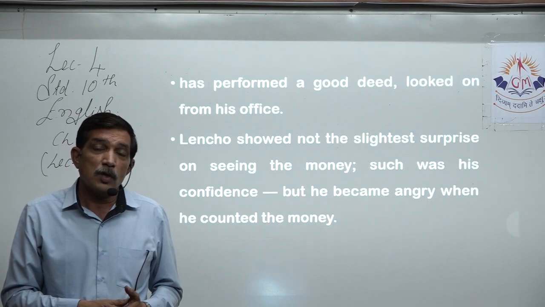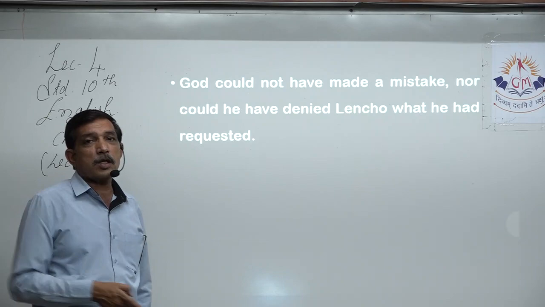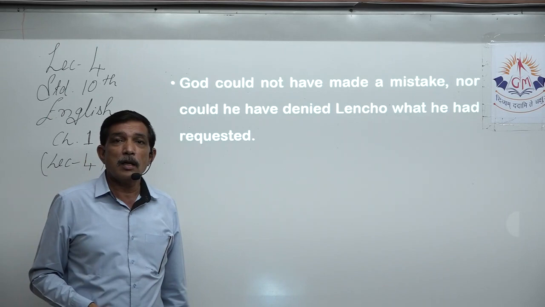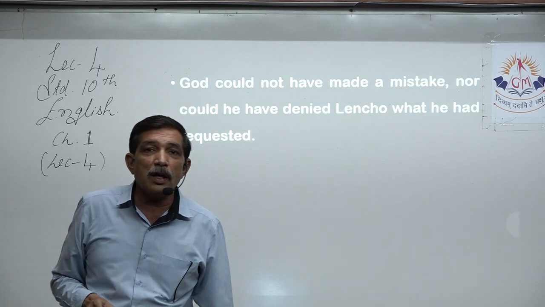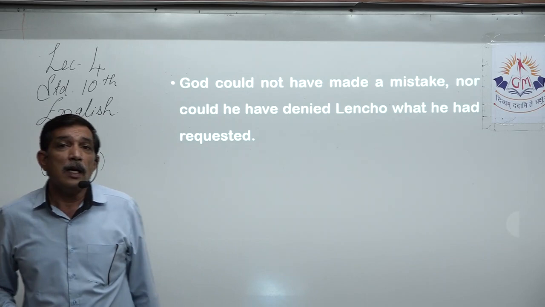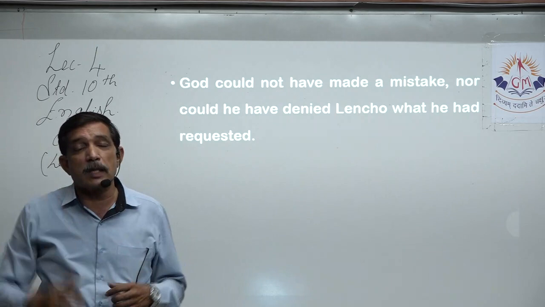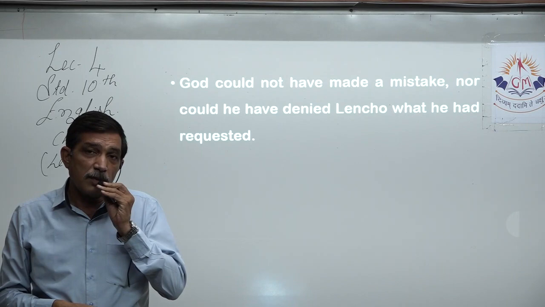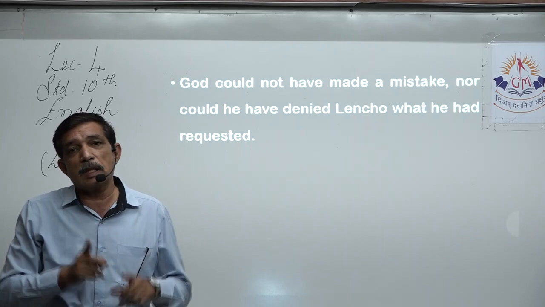God, again see the trust of this person on God. God could not have made a mistake. God's arithmetic, mathematics is not weak. His counting is not weak. God cannot make a mistake because God is above mistake. You cannot expect God to make a mistake. Right? So he had complete faith in God that God cannot make a mistake. If I have written 100, he is going to send me 100. That was the faith and confidence.